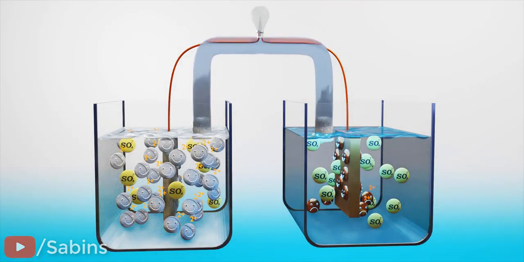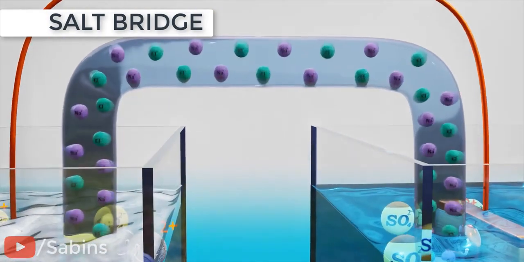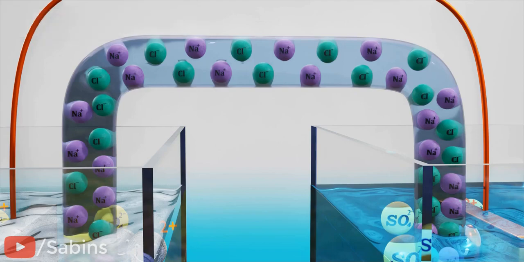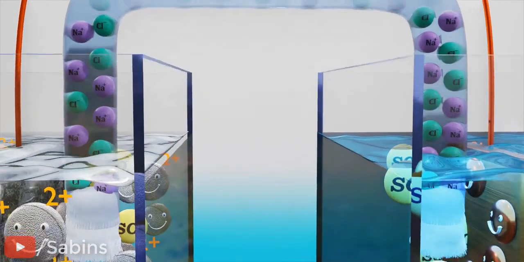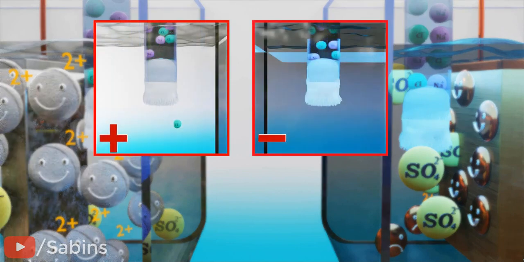A simple solution for this is a salt bridge. The salt bridge is an aqueous solution with a lot of Na+ and Cl- ions inside it. This bridge is blocked at both ends with cotton material. However, this cotton material is capable of conducting the Na+ and Cl- ions.